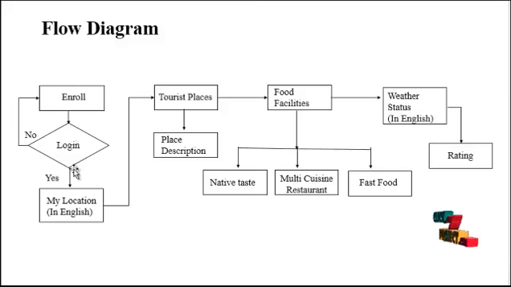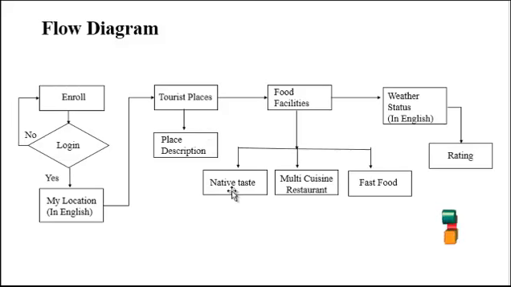So enrollment and the login. Once the user has logged in, their current location will be displayed, and then the user can view the tourist places, food facilities or weather status, or they may give a rating. First, the tourist places in Madurai are listed. Once they click the place name, the place description, like the information, the opening and closing time, and the map location will be viewed.